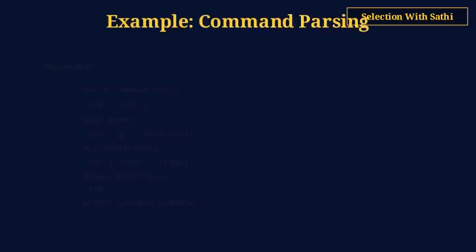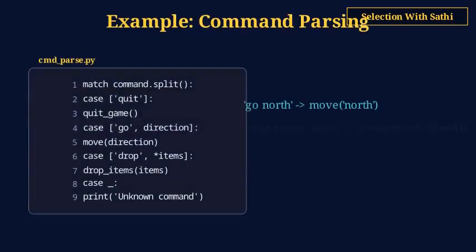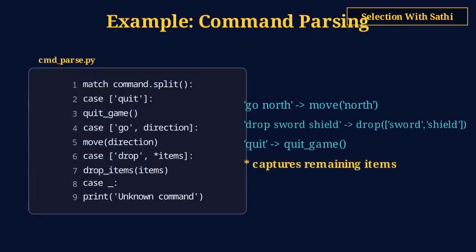Pattern matching excels at command parsing. We split the command string and match against patterns. Case ["go", direction] captures the direction argument. Case ["drop", *items] captures all remaining words. So, go north matches the first pattern and calls move with north. Drop sword shield captures both items into a list.